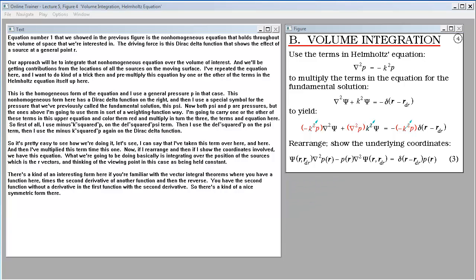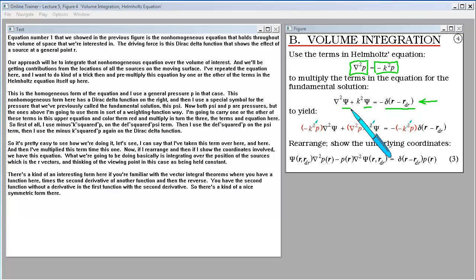I've repeated the equation here, and I want to do a kind of trick and pre-multiply this equation by one or the other of the terms in the Helmholtz equation itself up here. This is the homogeneous form of the equation, and I use a general pressure P in that case. This non-homogeneous form here has a Dirac delta function on the right, and I use a special symbol for the pressure that we've previously called the fundamental solution, this psi.